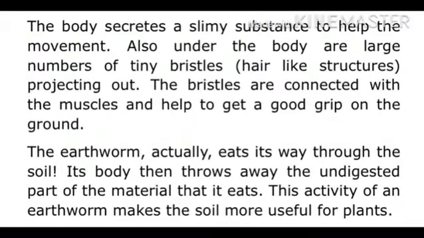The body secretes a slimy substance to help the movement. Also under the body are a large number of tiny bristles, hair-like structures projecting out. The bristles are connected with the muscles and help to get a good grip on the ground. The earthworm usually eats its way through the soil. Its body then throws away the undigested part of the material that it eats. This activity of an earthworm makes the soil more useful for plants also.